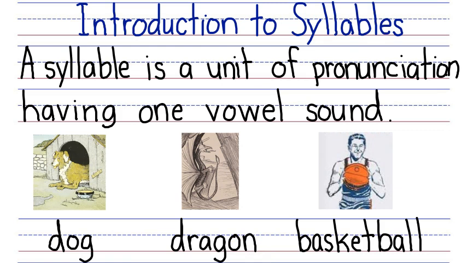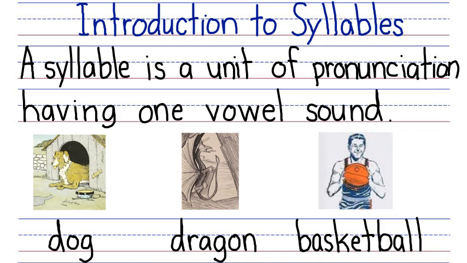A word with three vowel sounds, like basketball, is a three-syllable word because it makes three vowel sounds. It makes the short A sound in "bass," an unstressed schwa vowel sound in "kit," and the broad A sound "ah" in "ball." Bass, kit, ball.